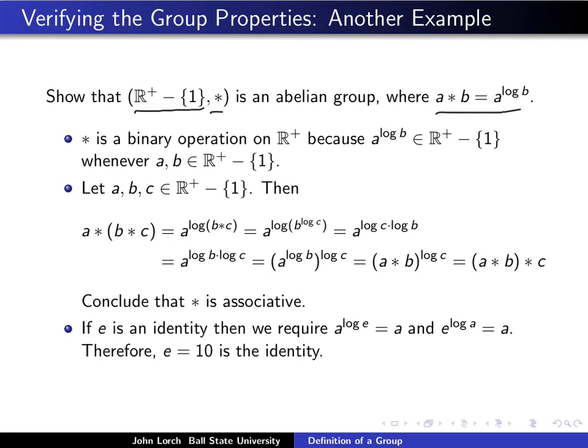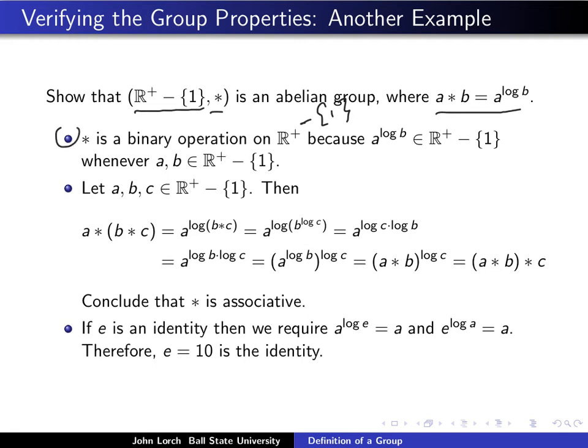So the first thing that we need to know, if we're going to show this as a group, is that this operation is binary on the set. And in fact, this r plus here should really be an r plus minus 1. So we want to show that that's a binary operation. And indeed it is, because if a and b are two positive real numbers that are not equal to 1, and you take a to the log b, again you will get a number that is a positive real number that's not equal to 1. If that's not immediately apparent, then you might think about that for a little bit.